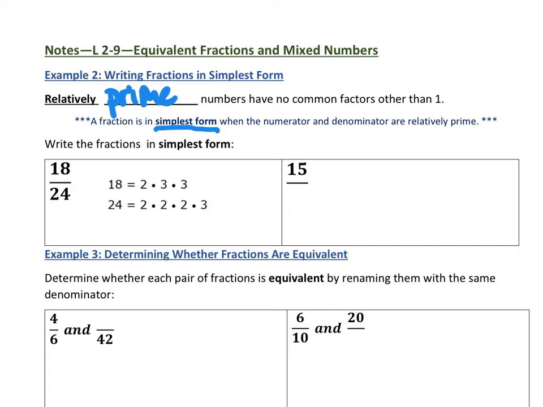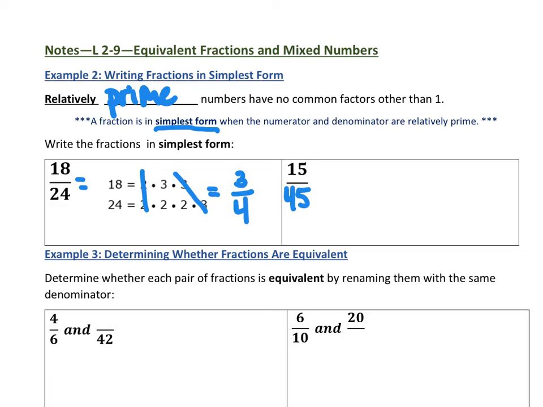So you'll want to cross off common factors. They have a 2 in common and a 3 in common, and then what's left is a 3 on top and 4, 2 times 2 would be 4, on the bottom. So 18/24ths, when we simplify it, equals 3/4. 3 and 4 have nothing other than a 1 in common for common factors, so that's how you know it's in simplest form.